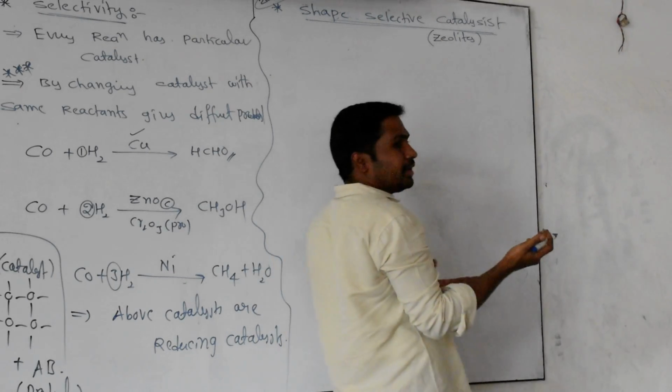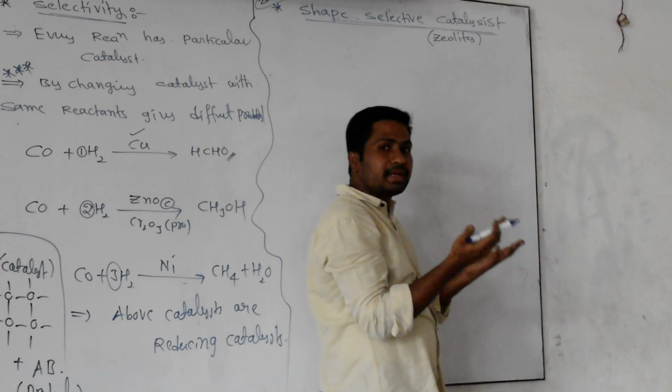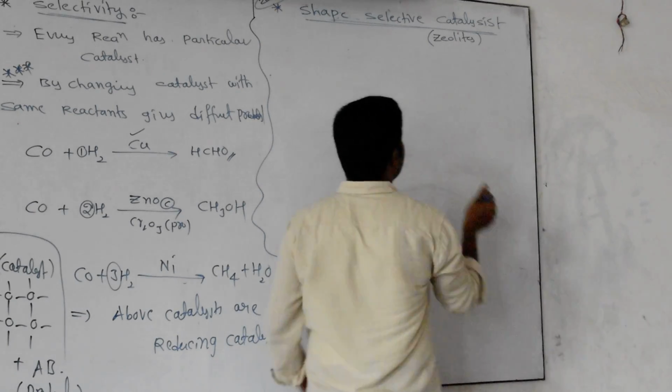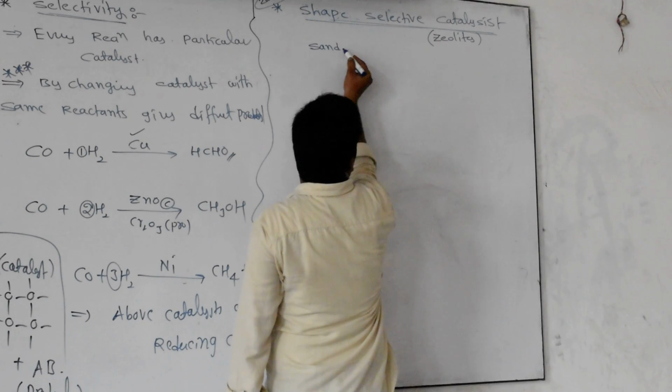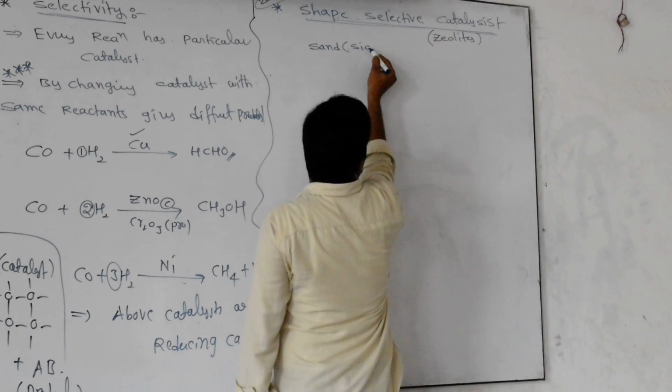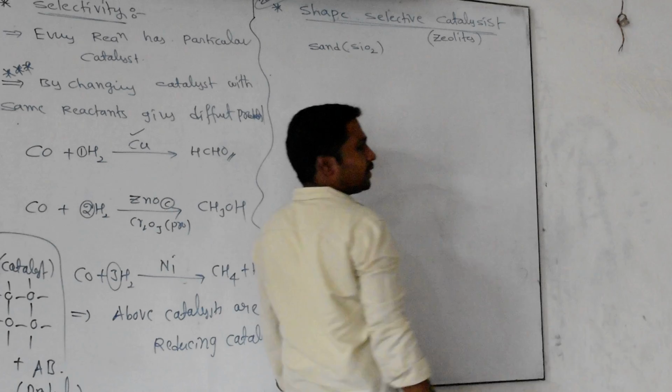Sir, what is a zeolite? How can you get the zeolite? How is it acting as a catalyst? Everything we will discuss. First of all, we have to take the sand. What is the sand composition? A 3-dimensional structure of SiO2 units.